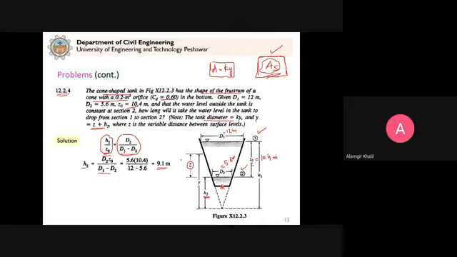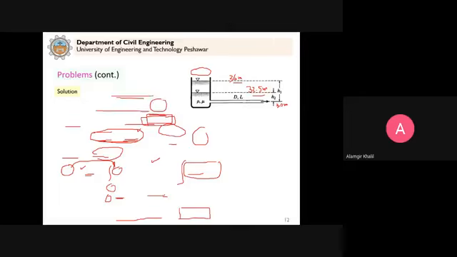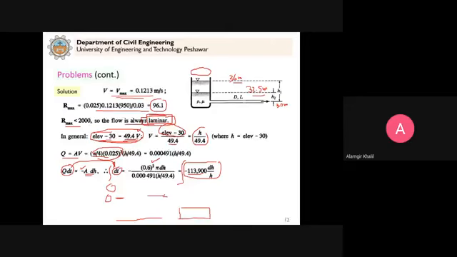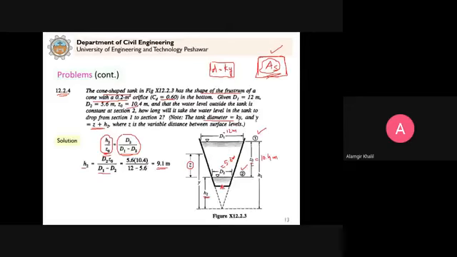And we have to express the area in terms of Z. Why? Because in the equation, we talk about this dz. So if you want to evaluate the integral, you have to express the variables in terms of Z. That's why we are doing this. We have to now express this area in terms of Z. So now your H2 is 9.1 meter.